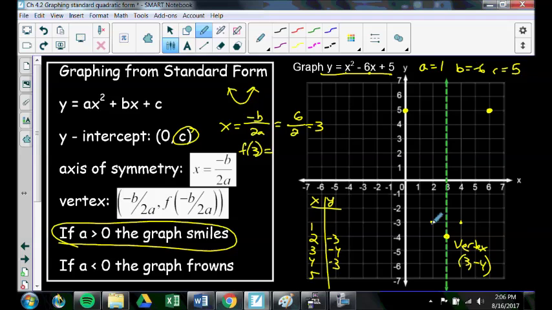It's symmetric, so whatever I get on the left side, I get on the right. If I plug in a 4, I'll also get out negative 3. And I plug in a 1, 1 minus 6 is negative 5, plus 5 is 0. It's symmetric, so whatever I get on one side, I get on the other.